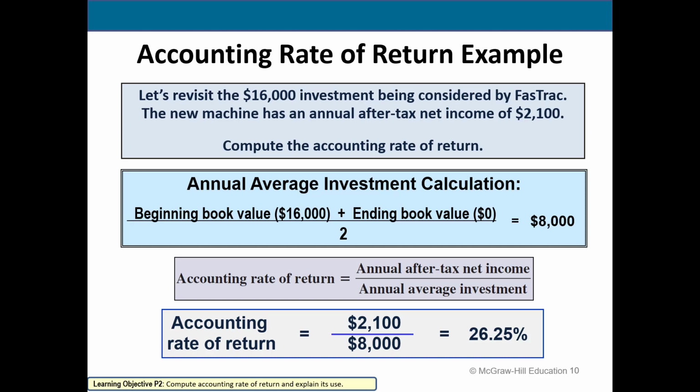Next, we will divide the annual after-tax net income of $2,100 by that average investment of $8,000. So we get an accounting rate of return of 26.25%. And so then management would have to decide whether 26.25% is satisfactory.